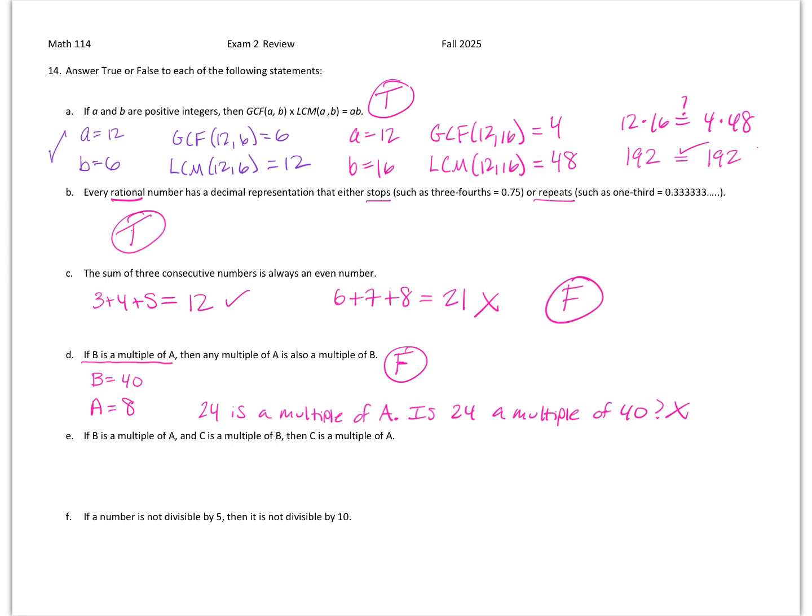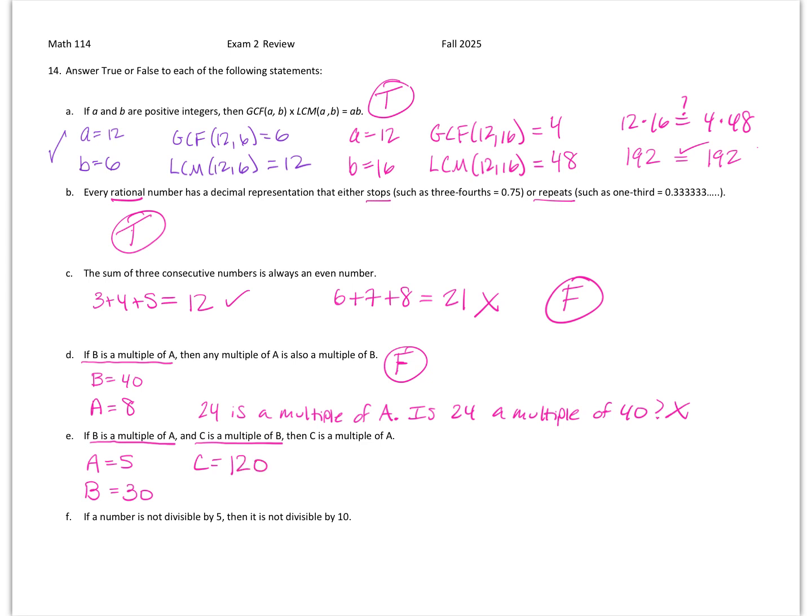If B is a multiple of A and C is a multiple of B, then C is a multiple of A. Okay, let's see if we can come up with some numbers that satisfy B is a multiple of A and C is a multiple of B, and see if the conclusion has to be true. So let's choose A first. A is going to be 5. B is a multiple of A, so maybe B would be like 30. 6 times 5 is 30. And then C is a multiple of B, so C has to be 30 times something. So let's make C like 120. 30 times 4 is 120.